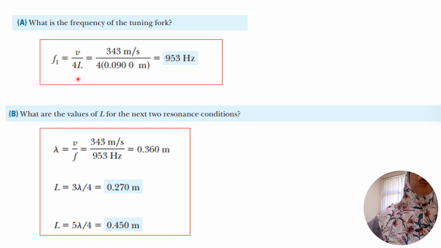Macam mana nak tahu V over 4L ni? Sistem tu adalah satu mesti tertutup hujung dia. Close at one end. Right, next question. What will be the value of L itself for the next two resonant condition? Okay, so kita dah ada expression dah bahawa masa L number 3, macam mana lambda dia berapa. L number 5, lambda dia berapa. Okay, so rujuk balik that expression in the given figure earlier. Okay, to substitute 3 lambda over 4, maknanya kita perlukan lambda.